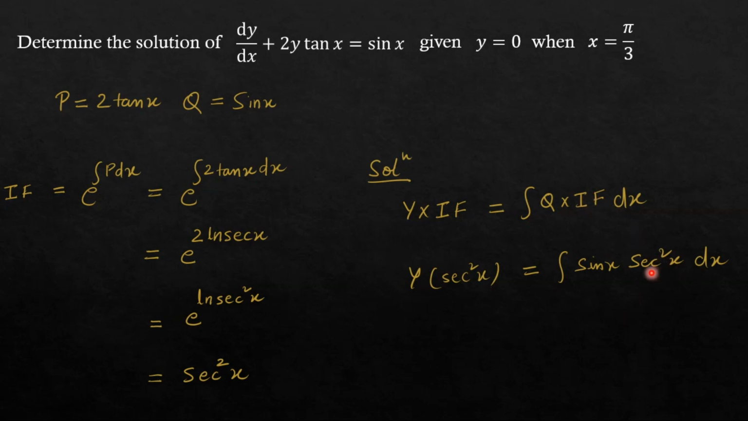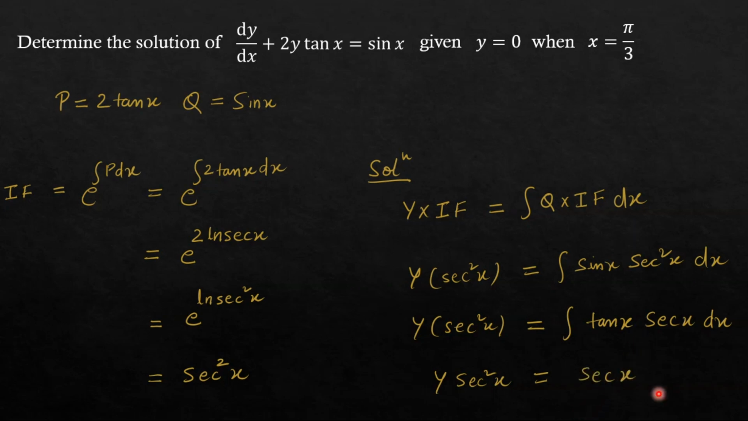We know that sec x is equal to 1 by cos x. So sin x by cos x will become tan x. So we will get y into sec square x is equal to the integral of tan x into sec x. I have taken one sec x, so that becomes tan x. Now the integration of tan x into sec x is equal to sec x. So we will get y into sec square x is equal to sec x plus integration constant.